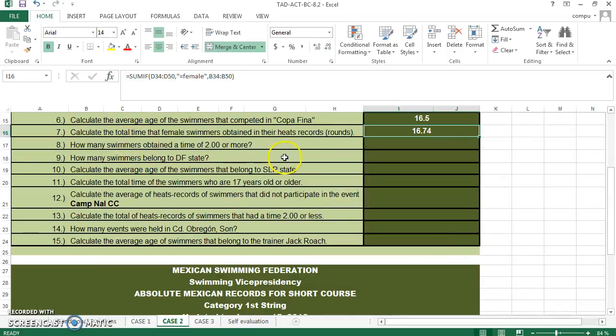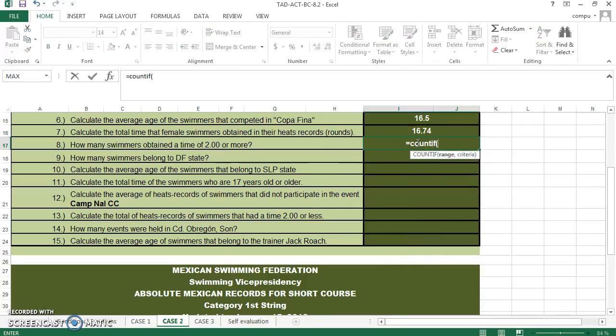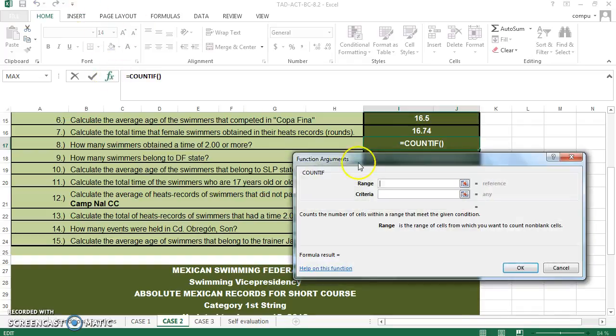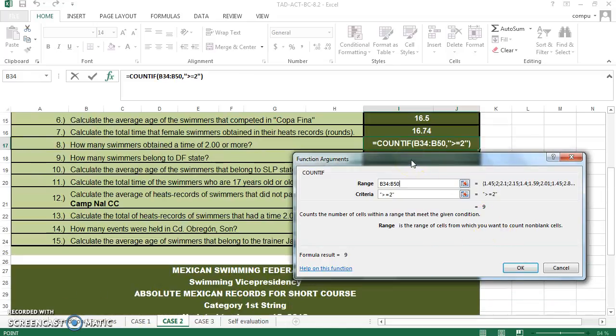How many swimmers obtain a time of 2 or more? Then I need to count, and the criteria is the time. 2 or more is greater than or equal to 2 because 2 is also included, and the time information is on column B. The answer is 9.